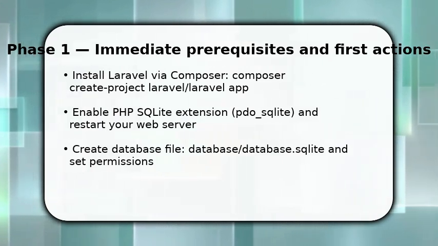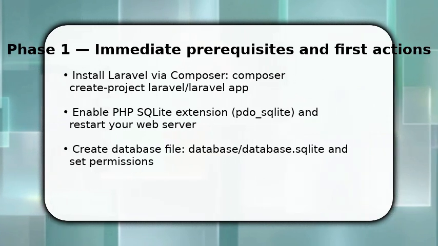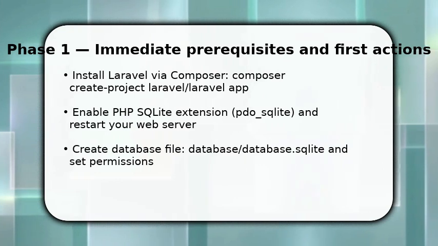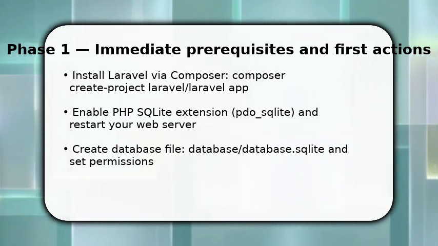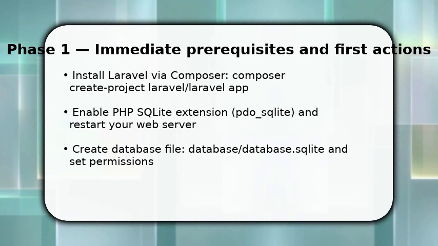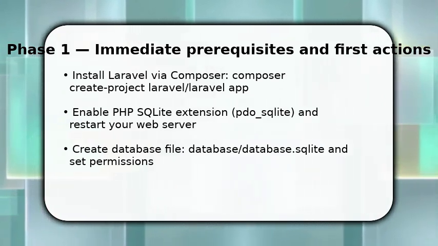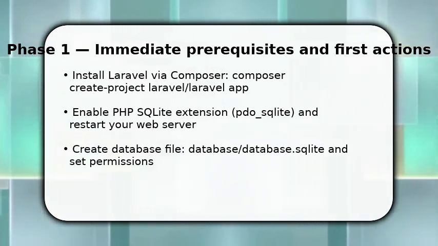Once done, update config/database.php to ensure SQLite uses the database path, database.sqlite. Now run php artisan config:clear to avoid stale settings. Make sure your PHP PDO SQLite extension is active before moving on.